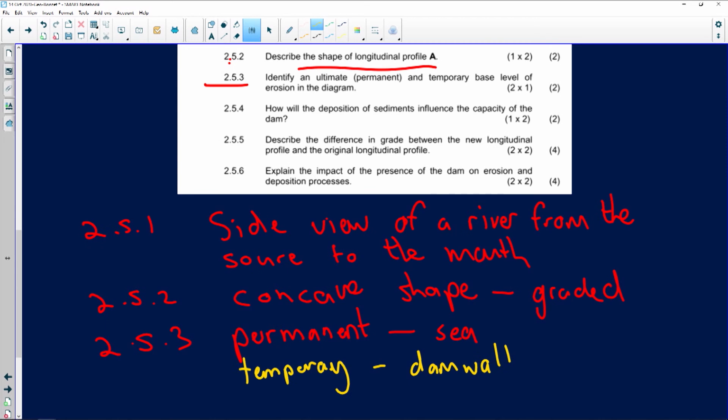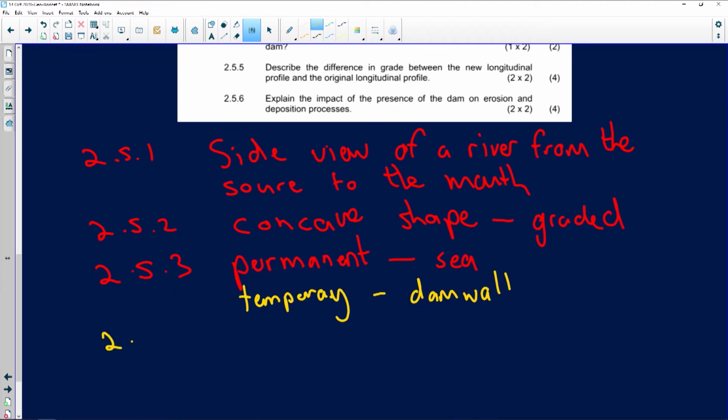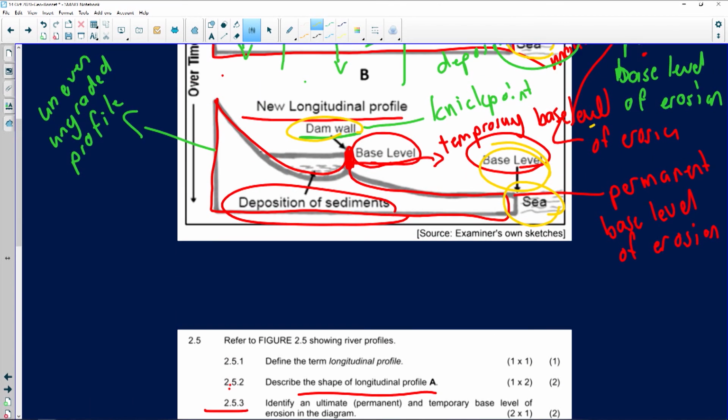Now, if we look at question 2.5.4, how will deposition of sediments influence the capacity of the dam? I love this question. Excellent question. Now, sediments, okay, I just want to clean my image a little bit over here.